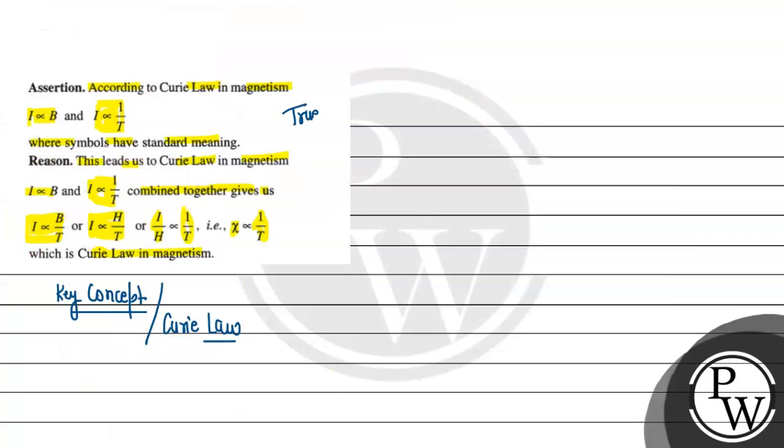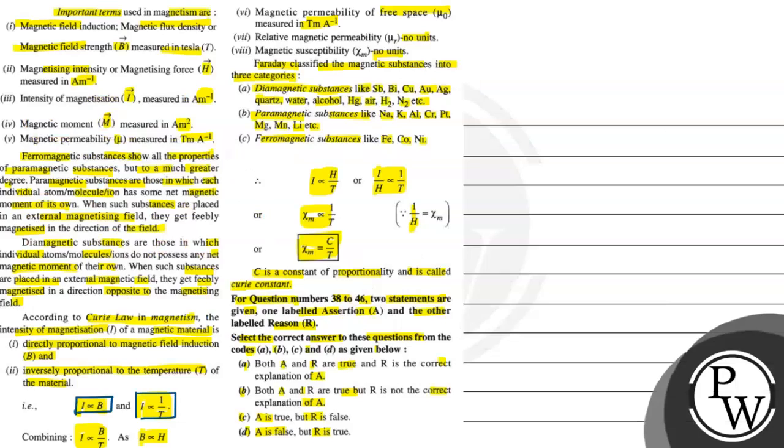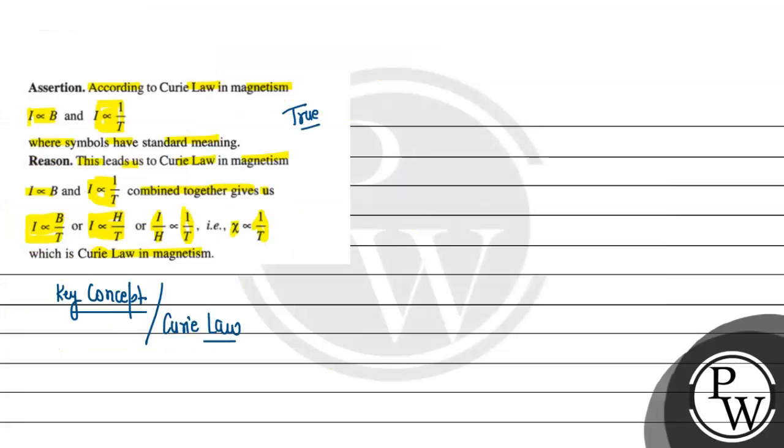The assertion is true, and the reason is what? Reason says if we just combine them, then I is directly proportional to B upon T, and because B is directly proportional to H, then I is directly proportional to H upon T, and I upon H is going to be 1 upon T. So that will be chi m is going to be 1 upon T, and that is chi is equal to C upon T. So if I just come here, then we have this step, right? So magnetic susceptibility is inversely proportional to temperature. So it seems the reason is also true.